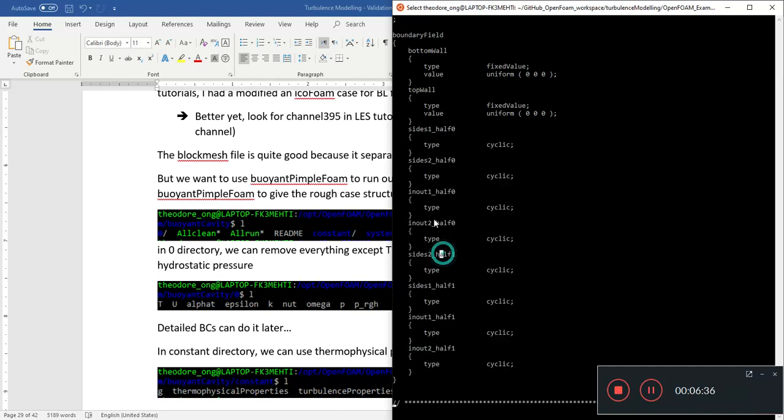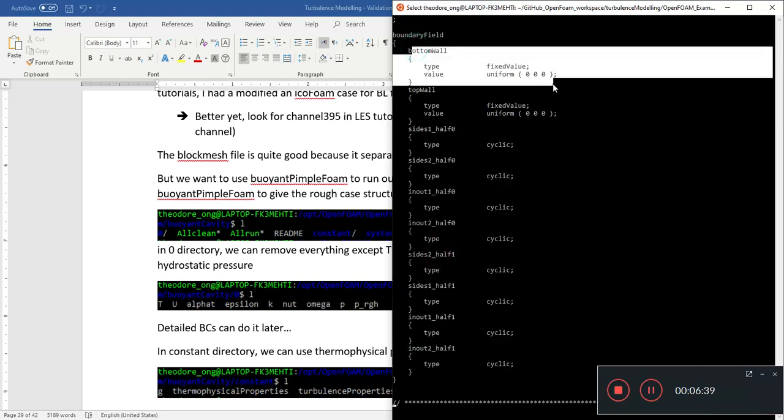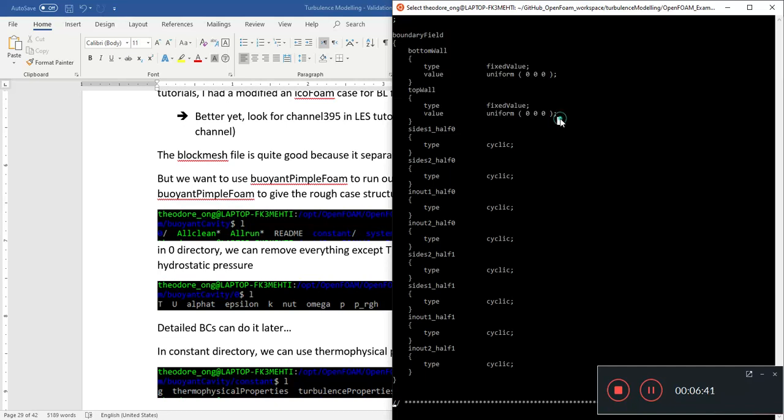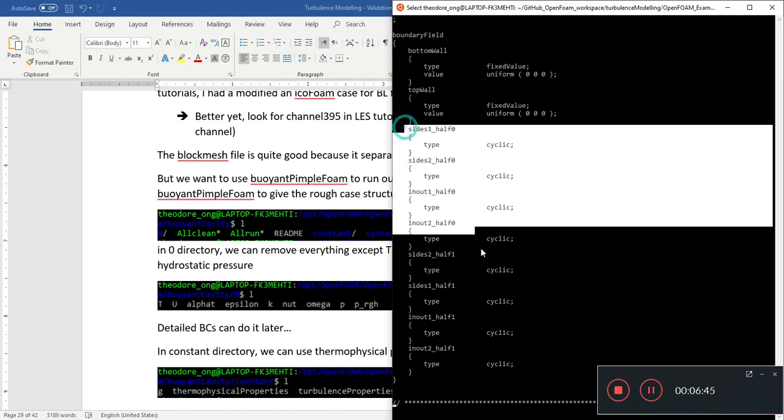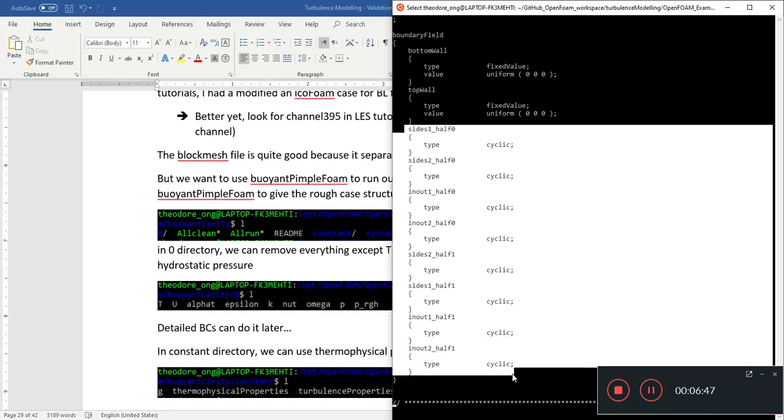Okay, then bottom wall is a fixed value. This is a no slip condition, right? It's a fixed no slip condition. Hopefully you're familiar with that by now. Here, all the rest of them are also cyclic.